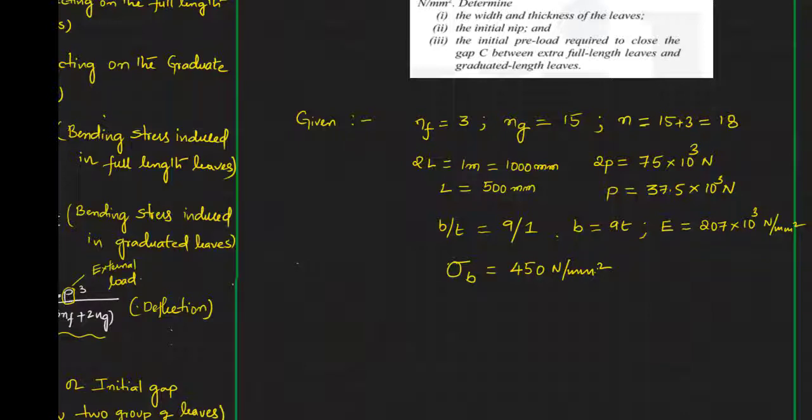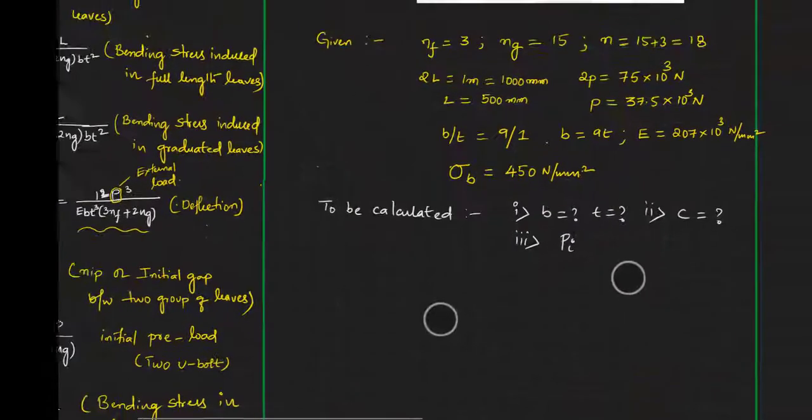So what is to be calculated? Number one, we need to find B and T. Second, we need to find the value of C, that is the initial nip. And third, the preload, represented as P. So let us solve this problem.